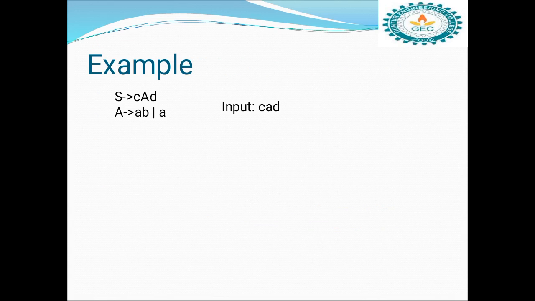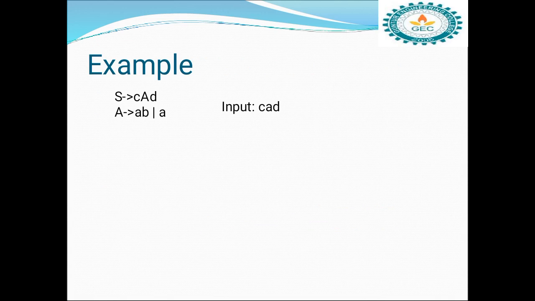Example, S tends to CAD. So this is the context free grammar. S is the starting symbol. VTPS: V is variables. So here the variables are S and capital A. T is terminals, so terminals means small letters c and d. P is productions. Here there are two productions, for S and A. S is the starting symbol.